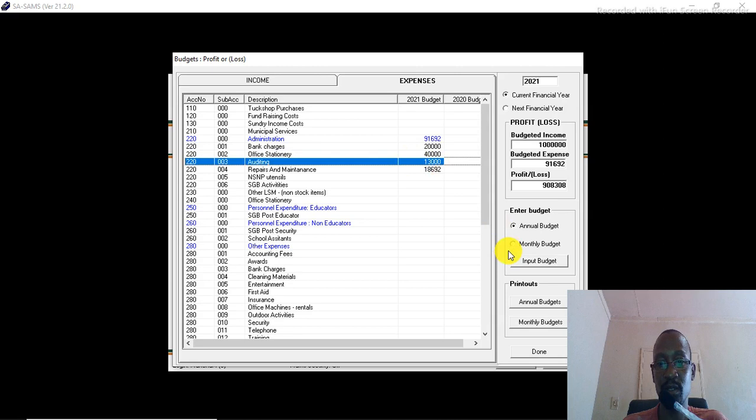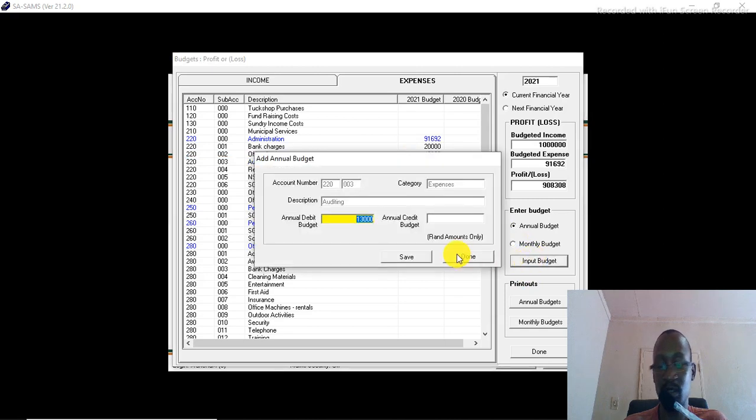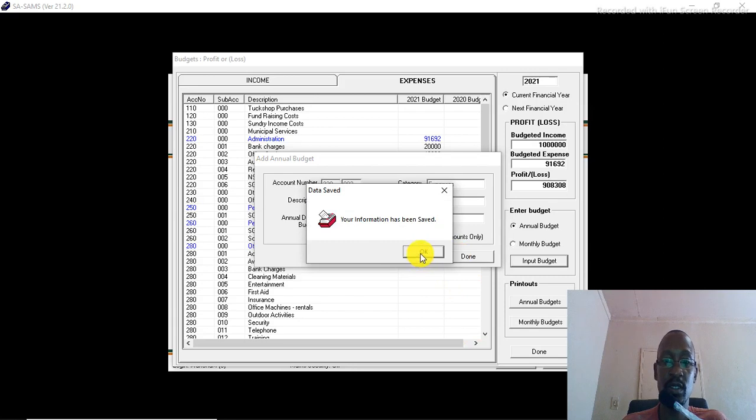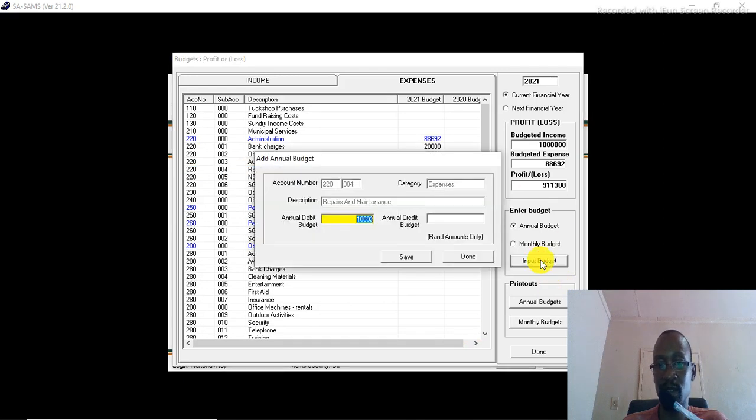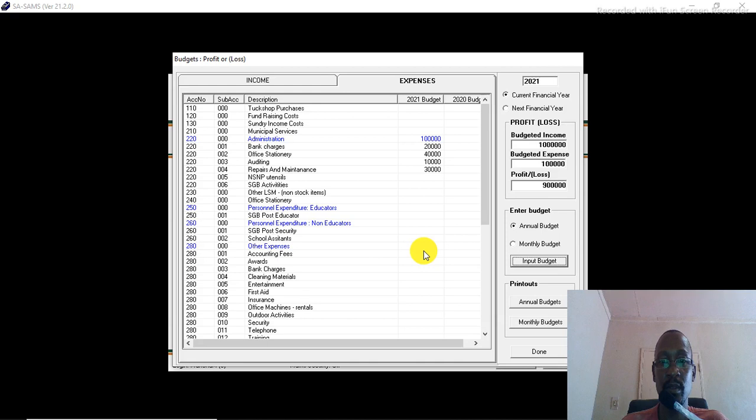Auditors might cost us 10,000. I don't know how much auditors cost. Auditors cost us 10,000. Repairs and maintenance. Let repairs and maintenance cost us 30,000. Reasonable. Right. Now you have your 100,000, which is the 10%, is okay.